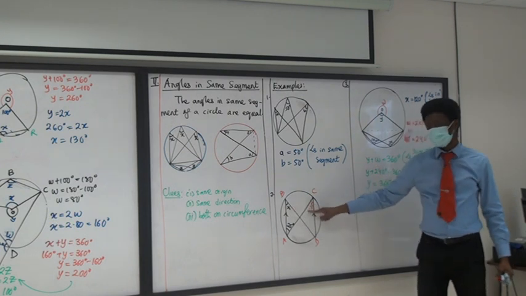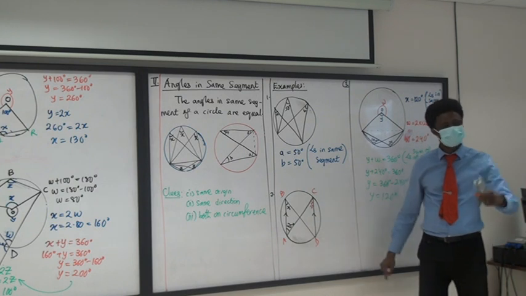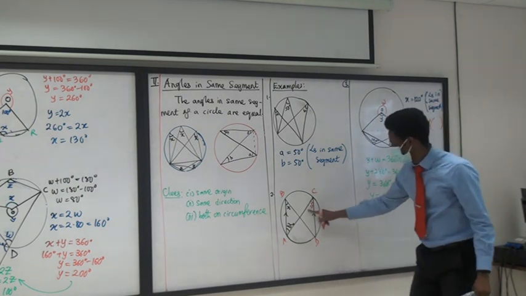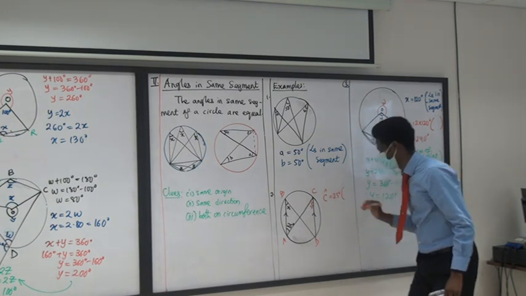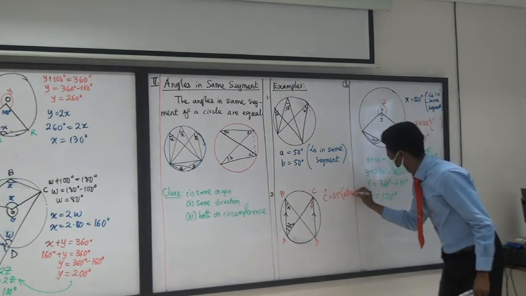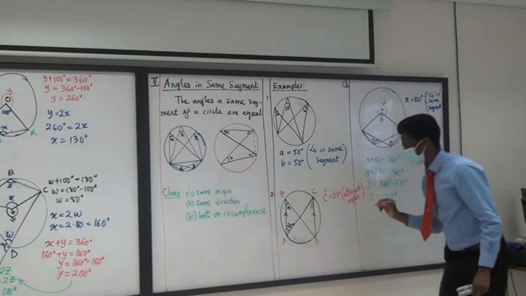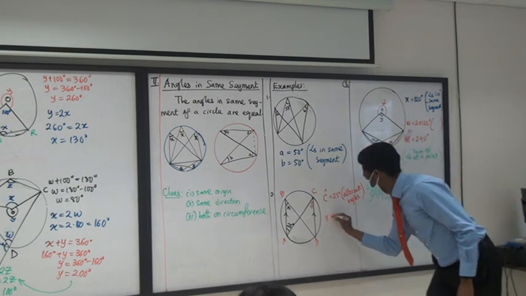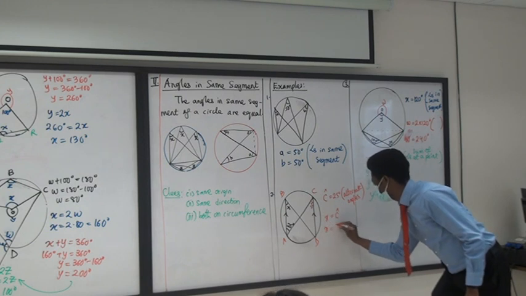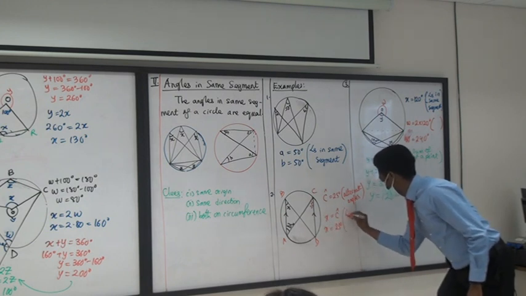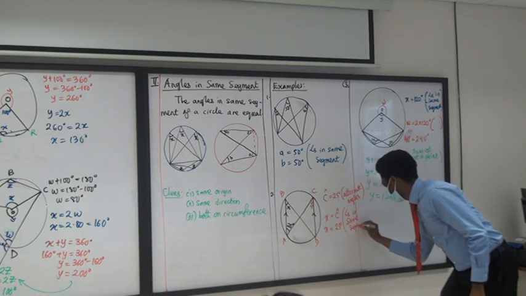Because X is in the same segment with this. Can you see the trick now? So you use alternate angles first. So what you could do is, angle C is equal to 25 degrees, alternate angles. Then X is equal to angle C, which means X is equal to 25 degrees, angles in the same segment. Any question, class?